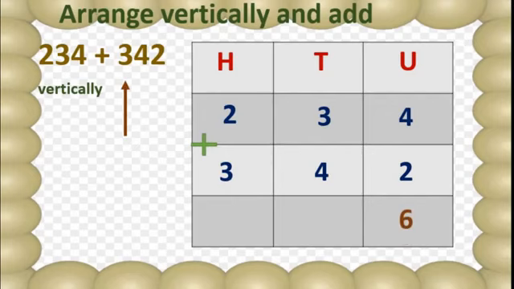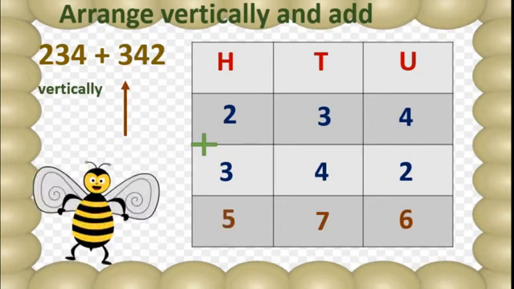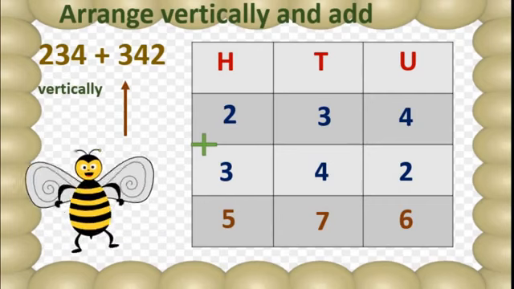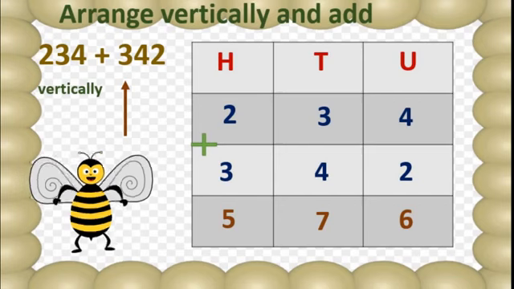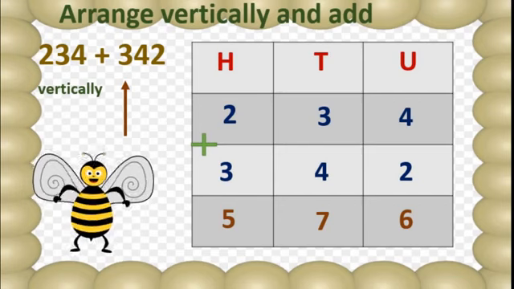4 plus 2 is 6. 3 plus 4 is 7. 2 plus 3 is 5. Got this, children? This is known as arrangement in vertical position. Okay? Wow! Friends, you know now how to write the numbers in vertical arrangement.